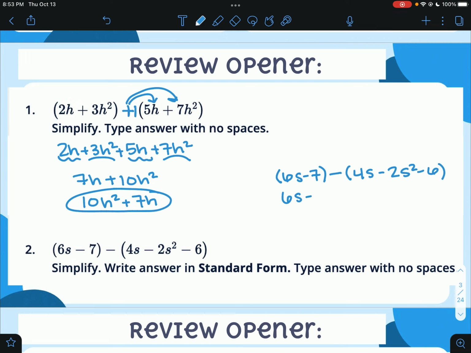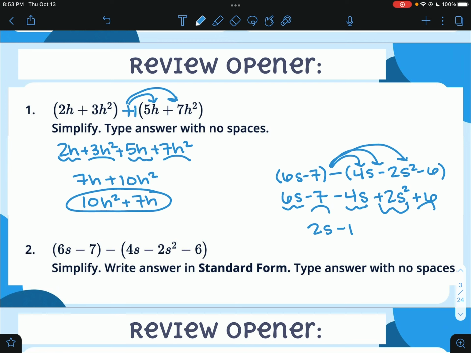Let's rewrite it. We distribute the negative. We get negative 4s plus 2s squared plus 6. I combine my like terms. We get 2s minus 1 plus 2s squared. Again, we want to give our solution in standard form.